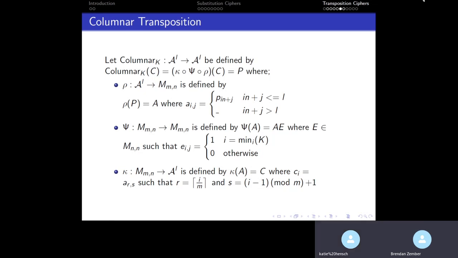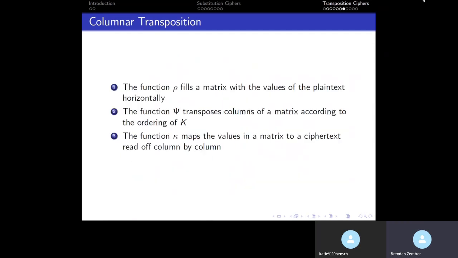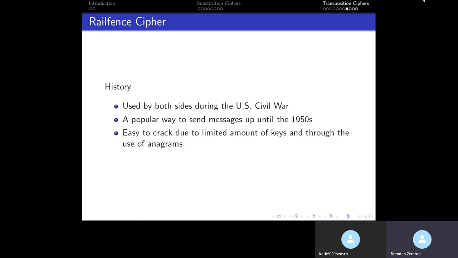Note that this is the same as multiplying our original matrix by some other elementary matrix. Our last function, kappa, is mapping our matrix to a word again, according to the columns in our matrix. And so, as seen here, this is the same thing that I just said. Rho is filling in the matrix horizontally, psi is transposing the columns, and kappa is reading off the columns vertically.